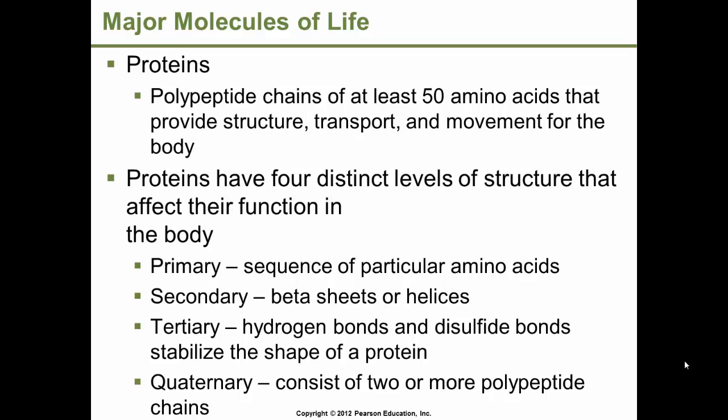So the primary sequence of particular amino acids is going to be determined by the genes. The beta sheets or helixes, such as the double helix in DNA, are going to be formed by bends and coils resulting from hydrogen bonding. Tertiary are going to be hydrogen bonds and disulfide bonds, which are much stronger bonds. These stabilize the shape of a protein, and the quaternary consists of 2 or more polypeptide chains.